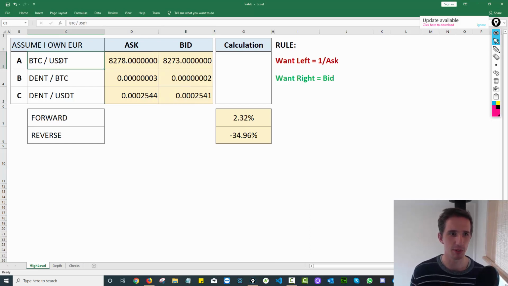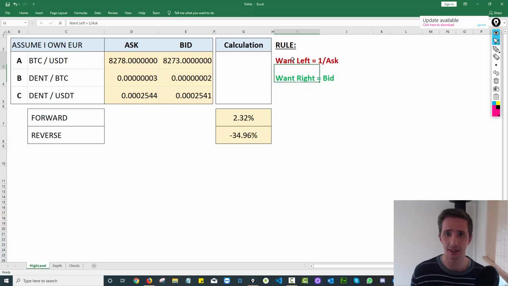So when I put the prices in between Bitcoin and US dollar Tether on Bittrex and DENT and Bitcoin on Bittrex, and then this one was on Binance, these are the asks and the bids. And so if we're doing a forward calculation, that means I'm starting with the base coin. You'll notice that on the right, I always have the base coin, and then the quote is always on the left. So think of it like the weaker currency or the weaker coin is always kind of on the left. So US dollar Tether is what I would start with in a forward calculation, meaning that if I have US dollar Tether, then I want what's on the left of this pair.